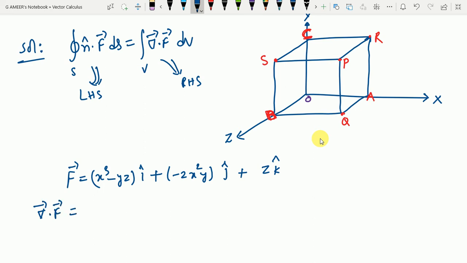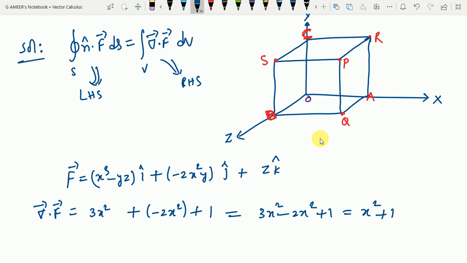Now we do the divergence, del dot F, that is dou f1 by dou x. We need to do only dou f1, that is 3x square only. Rest of the things will be 0. Plus only y I need to carry, here it is minus 2x square. Next only z, that will be 1. So finally this is equal to 3x square minus 2x square plus 1, that is equal to x square plus 1. So I got the divergence of F.